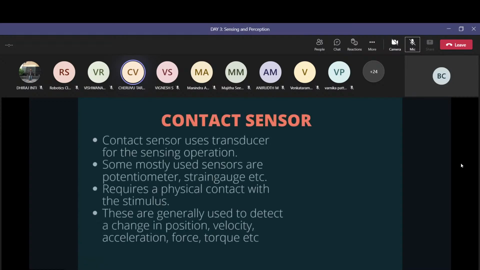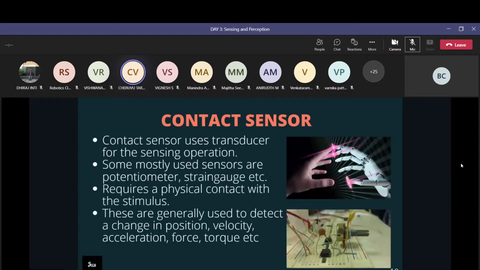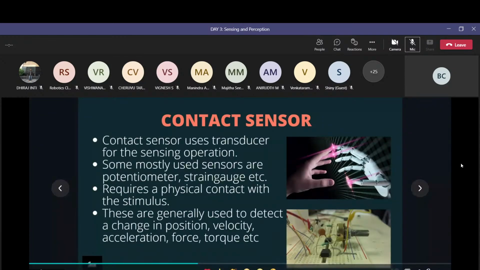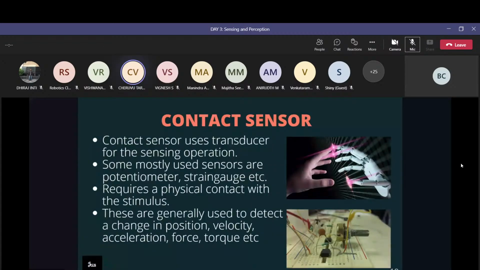Right. Then you have two more types of sensors: contact sensor and non-contact sensor. The name itself tells you, guys. A contact sensor means your sensor is coming into contact with some physical environment. A non-contact sensor means it is not coming into contact with any physical environment.